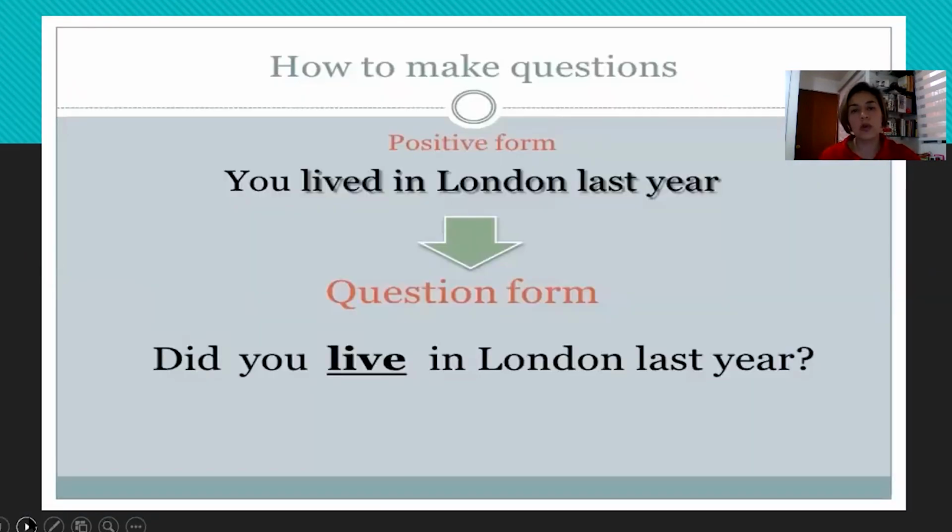How to make questions? Well, this is very easy because the only thing that you have to do is to use the auxiliary did at the beginning of the statement. You lived in London last year. Well, this is the affirmative form. So the only thing that you have to do is, did you live, the verb is in simple form, in London last year. So you use the auxiliary did at the beginning and you need to write the question mark. Yes, just at the end.